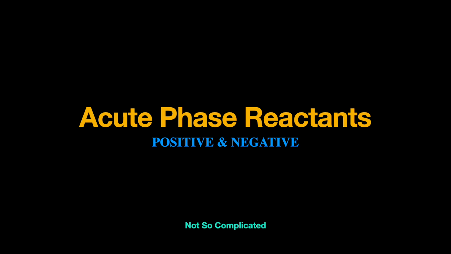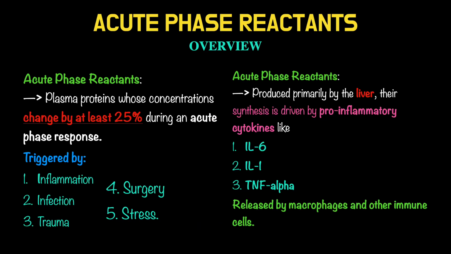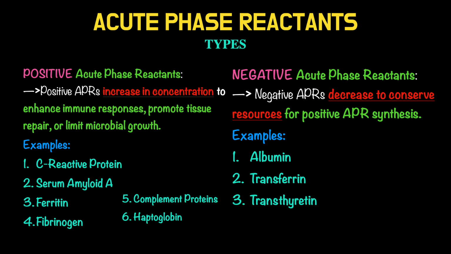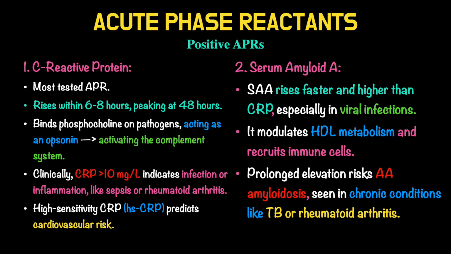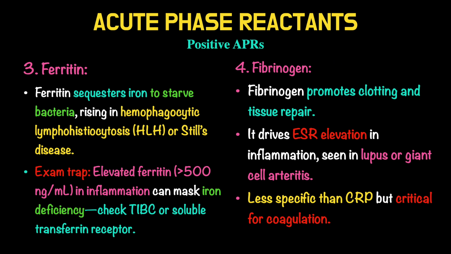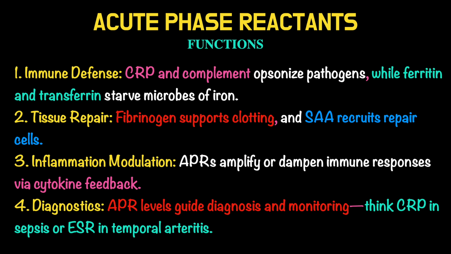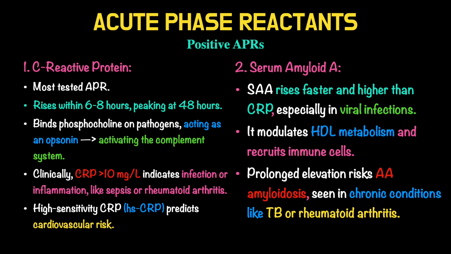Today we are tapping into the most ignored, most important topic, a portion of pathology, or you can say biochemistry. That is acute phase reactants, for basic concepts and also for USMLE Step 1. We are doing the overview, the types, and the individual examples of positive APRs, negative APRs, and the functions of these, right? So, let's begin without further delay.